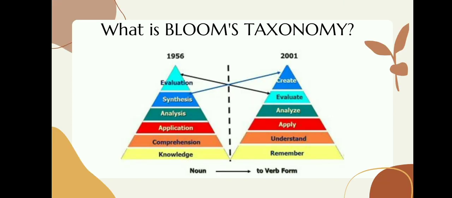The model shows Bloom's taxonomy in 1956 and how it changed in the year 2001, where the evaluation at the top in 1956 becomes second, and below the create in 2001.